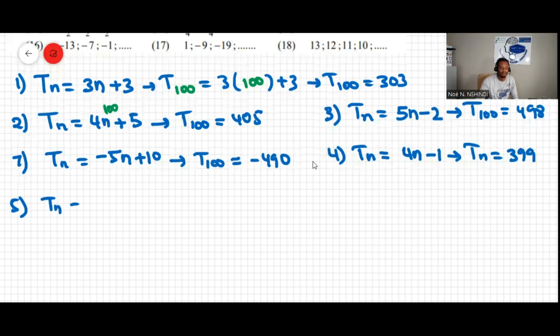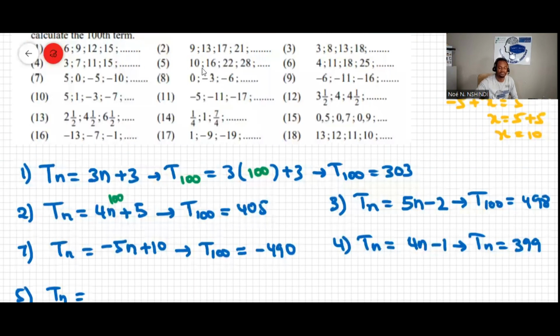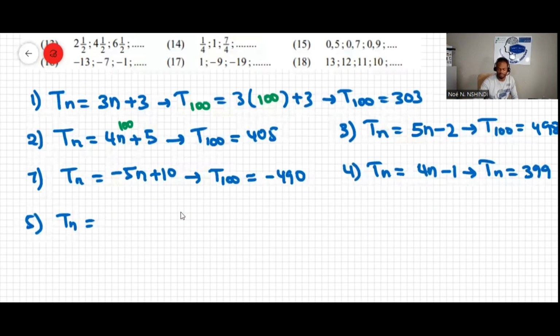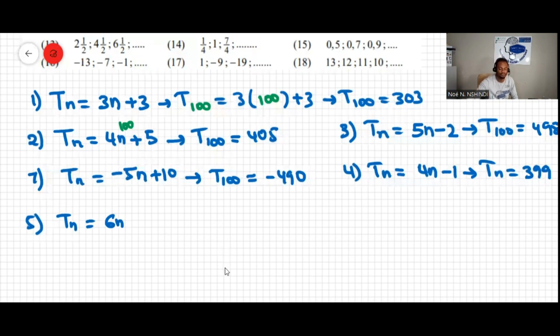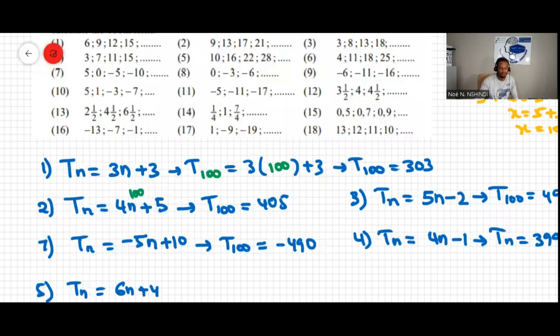Tn, you can see that for question 5, the constant difference here is 6. So we're going to say here 6n. And then if we have 6 to get 10, we need to plus 4. So that makes 6n plus 4, and then Tn will be equal to 6n plus 4.